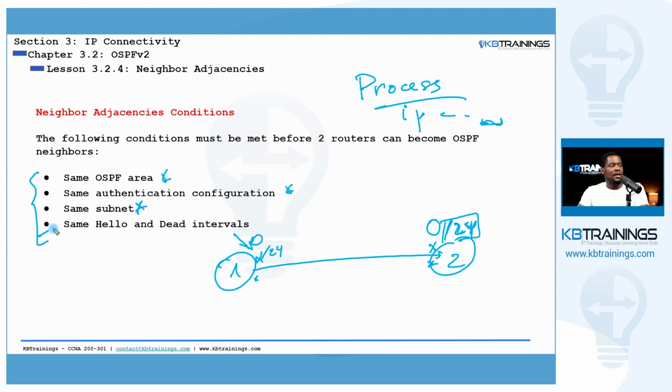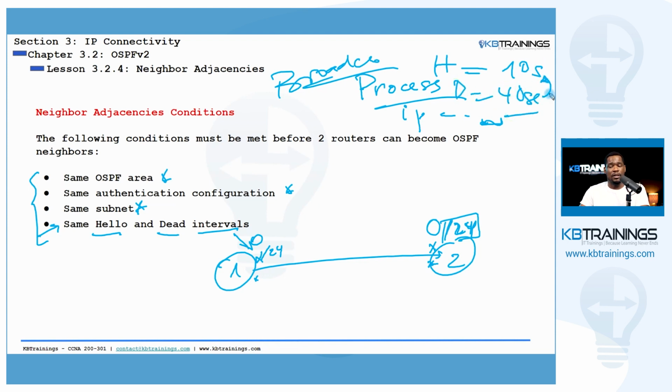The next condition is to have the same hello and dead intervals. We know that by default for a broadcast network, the hello interval is 10 seconds and the dead interval is 40 seconds, or 4 times the hello interval. So if you have 15 seconds here and you have 10 seconds on the other end, you're going to have a mismatch, and these routers will never become neighbors on this link. I'm going to show it to you in Packet Tracer, so we're going to do these manipulations and see exactly the messages that we have and how we can prevent two routers from becoming neighbors.